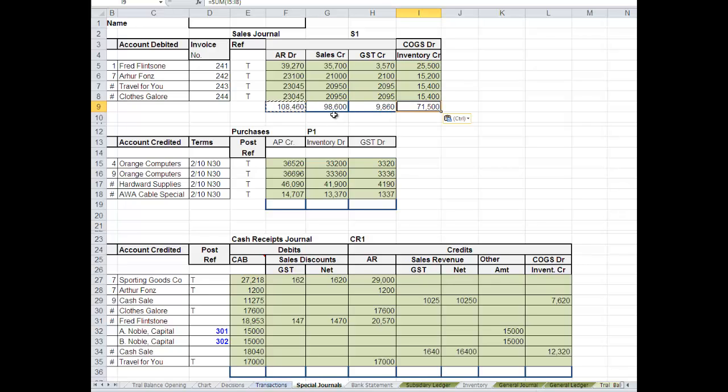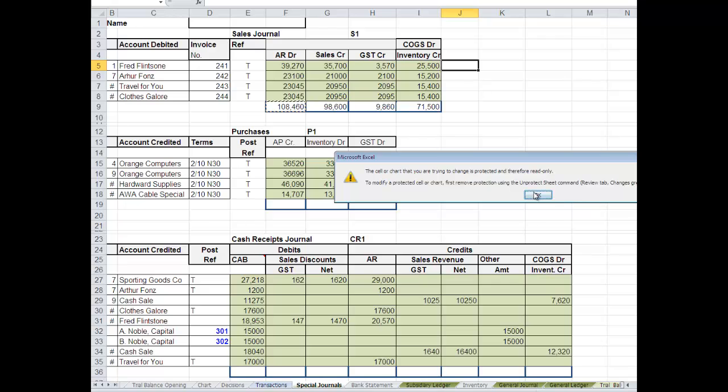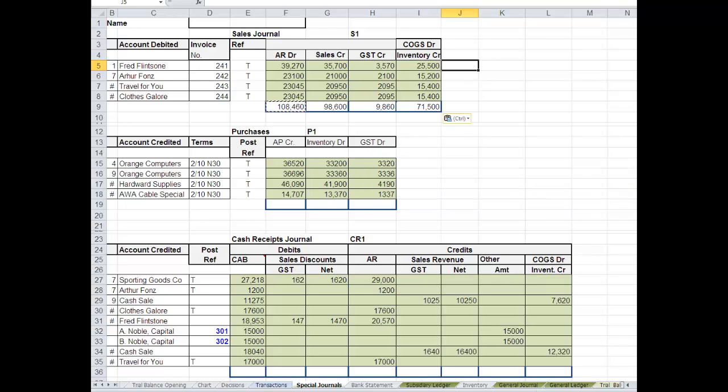GST is 10% of sales, and sales and GST added together is accounts receivable. You would find that a good test actually. Let's do that if this cell's not done. No, I can't, yes, well I can at the moment, I can undo that.